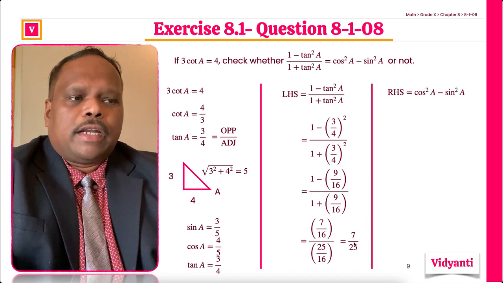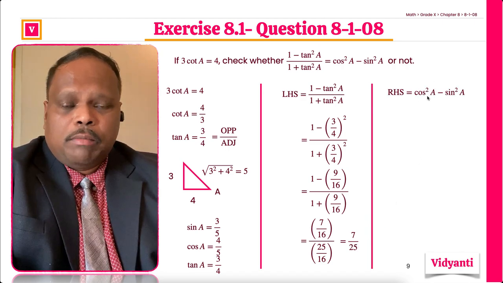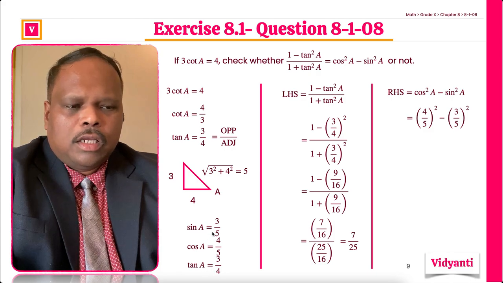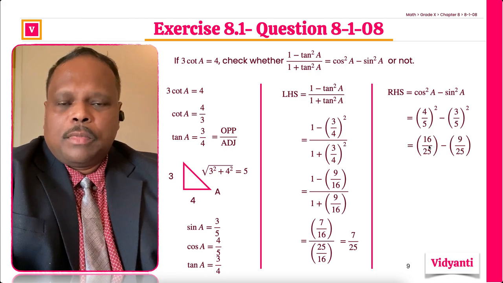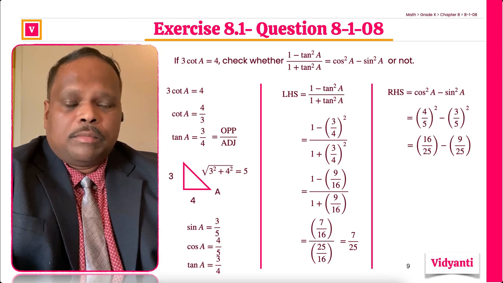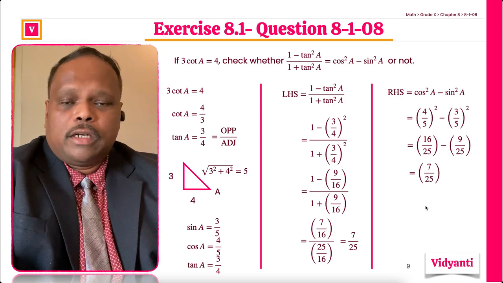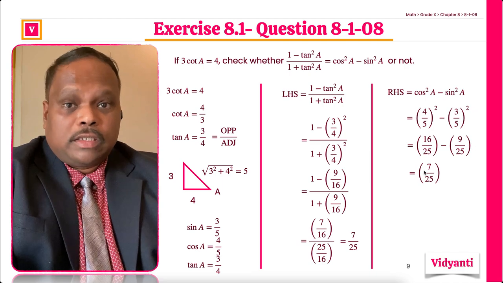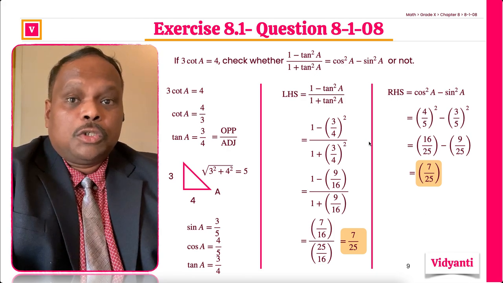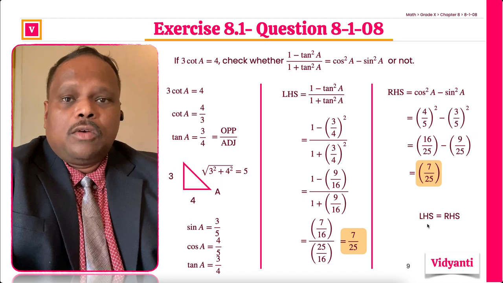Let us try for the right hand side. The right hand side is cosine square A minus sine square A. We know the cosine A is 4 upon 5. Sine A is 3 upon 5. So when we square them, that would be 16 upon 25 minus 9 upon 25. The denominator is common. It's already the same. We don't have to do anything. Just subtract the numerators. That would be 16 minus 9, which is 7. 7 divided by 25. We realize that LHS and RHS both come out identical. So we say that this expression is true. LHS equal to RHS.